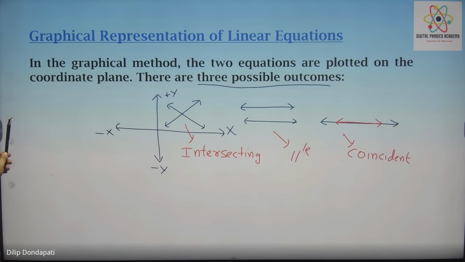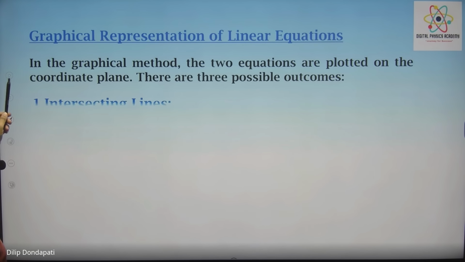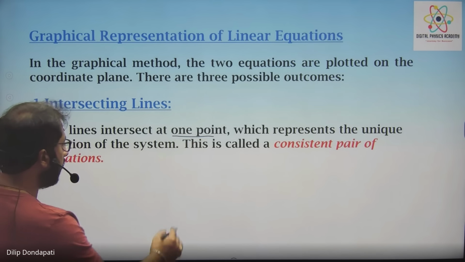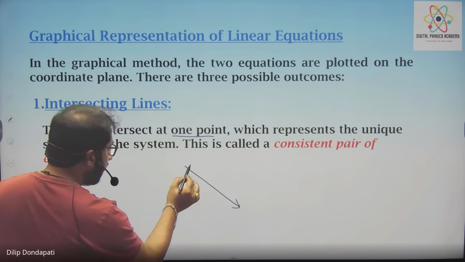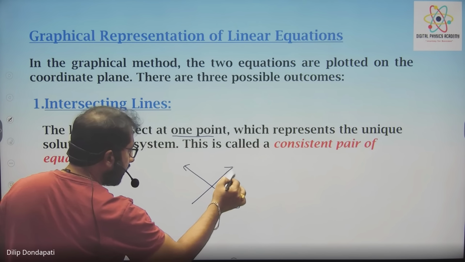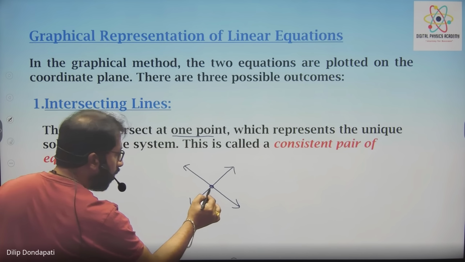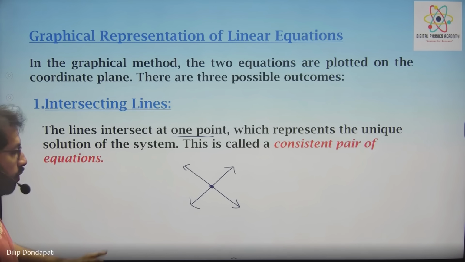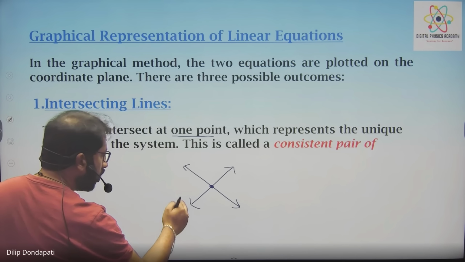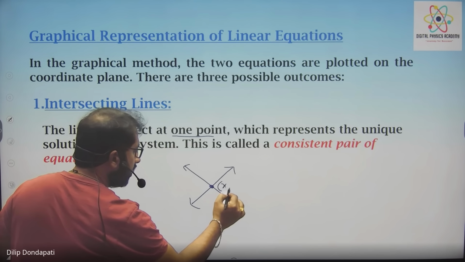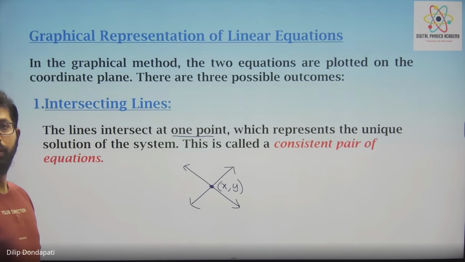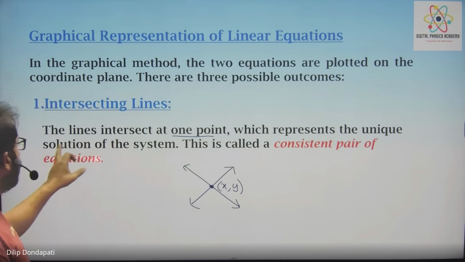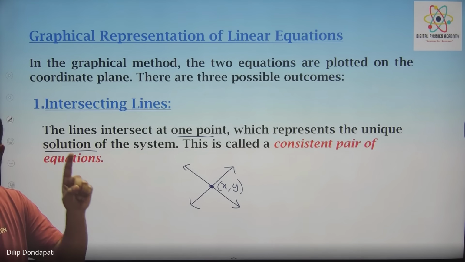Now we will see one by one. Okay. Let's go, intersecting lines. The lines intersect at one point, right? These are the intersecting lines. At how many points are intersecting lines intersecting? The two lines are intersecting at only one point. That point is nothing but the solution. That is called the solution, meaning its corresponding point on the x-axis and its corresponding point on the y-axis. This x comma y is the solution of these two lines. Okay. So intersecting lines at one point represent the unique solution. Unique solution means they have one solution.